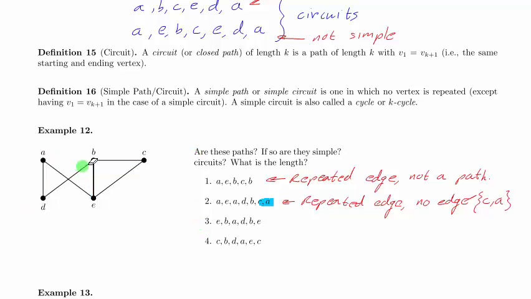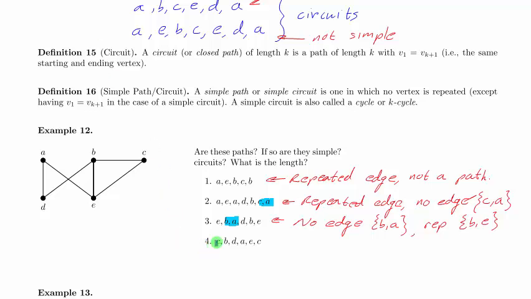Looking at the third one, let's trace that out. Going from E to B to A, well, that's a problem right away. We don't have an edge between B and A. From there, A, we could go to D, and then from D we could go to B, and from B back to E. That would have been another problem, though, because we would be repeating the edge between B and E. So there are two problems with that one.